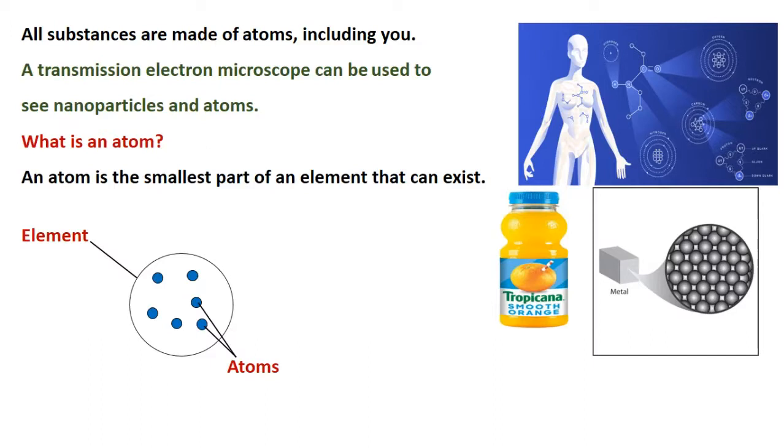On the right-hand side, I've put some images. Again, the top one is to show you that you're also made up of atoms. So you've got Tropicana, which is a smooth orange drink. Again, it's also made up of atoms, everything in there, including the plastic and the food. I've got a metal. Again, it's made up of atoms. So everything that you see around you is made up of atoms.